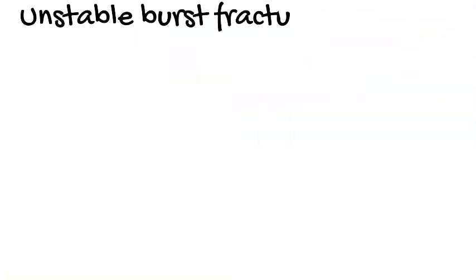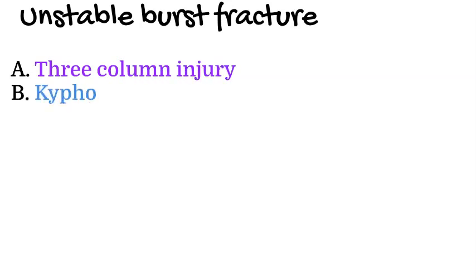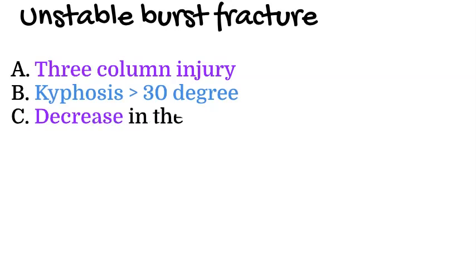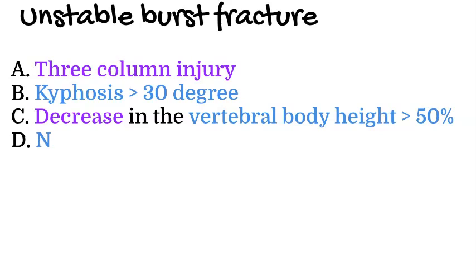Regarding unstable burst fracture, it is defined as A, a 3-column injury involvement. B, the kyphosis angle is more than 30 degrees. C, there is decrease in the vertebral body height. And D, usually the patient has a neurological deficit.